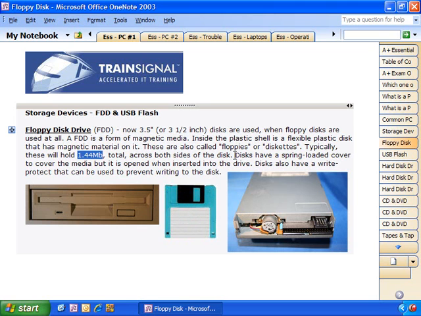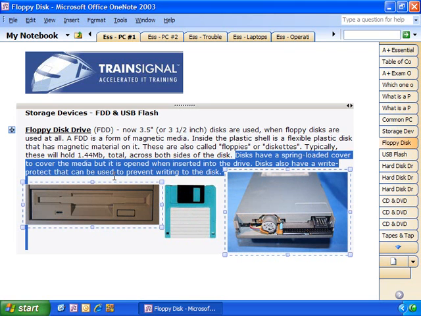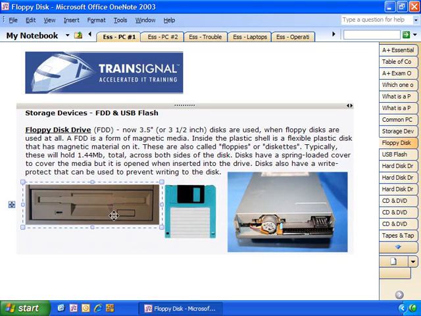Discs have a spring-loaded cover to cover the media, but it's open when it's inserted into the drive. So this little cover right here moves back on a spring when the disk is inserted into the floppy drive here. Now, discs also have a write protect tab that can be used to prevent writing to the disk. The write protect tab is right here on the corner, that little square. On the back of the disk, you can flip the tab with your finger to prevent people from writing to the disk. So there's the disk right here in the center. Here's the front of a floppy drive.